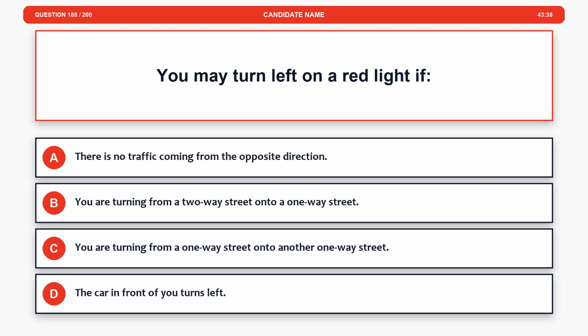Question 188. You may turn left on a red light if Option A. There is no traffic coming from the opposite direction. Option B. You are turning from a two-way street onto a one-way street. Option C. You are turning from a one-way street onto another one-way street. Option D. The car in front of you turns left.